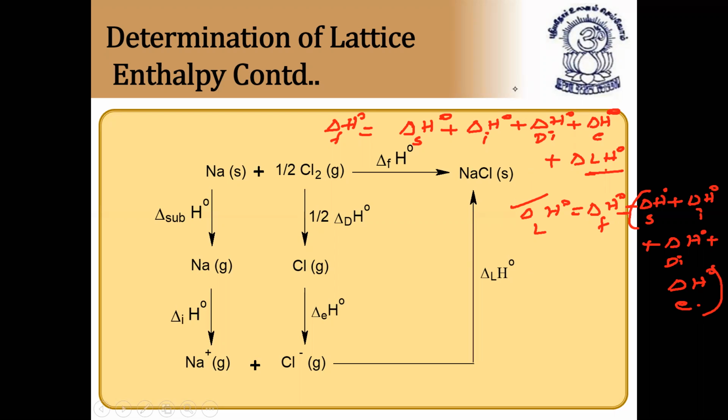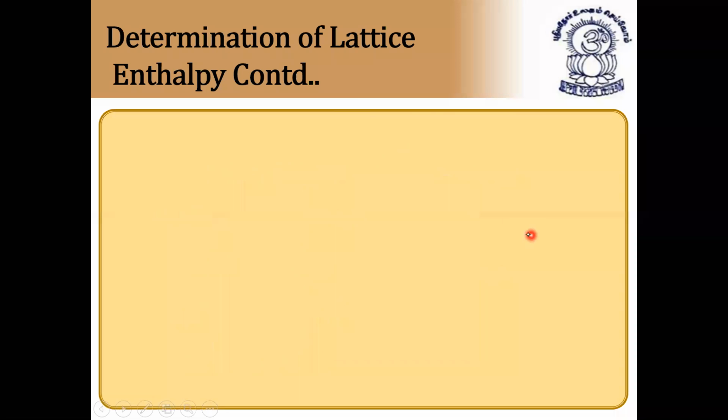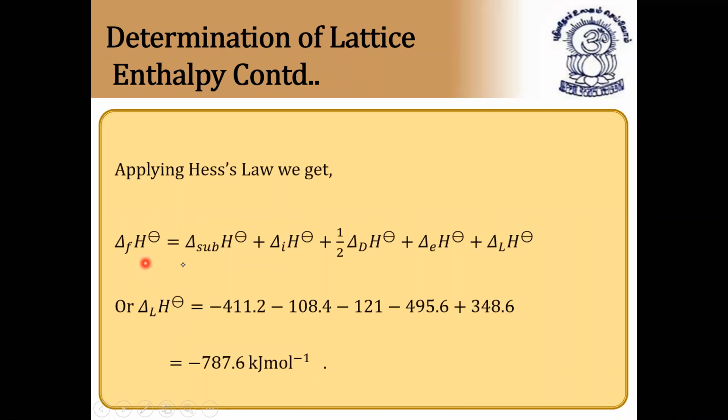Very, very important. So this already we have discussed in the chemical bonding chapter by applying Hess law. By adding this, as I told you, delta H of sublimation plus delta H of ionization plus delta H of dissociation plus delta H of electron gain enthalpy plus delta H of lattice enthalpy. We don't know this lattice enthalpy, but we know the heat of formation of sodium chloride, that is given, minus 411.2. So minus of this minus the addition of all these things, you will finally get minus 787.6 kilojoules per mole. I hope it is clear.